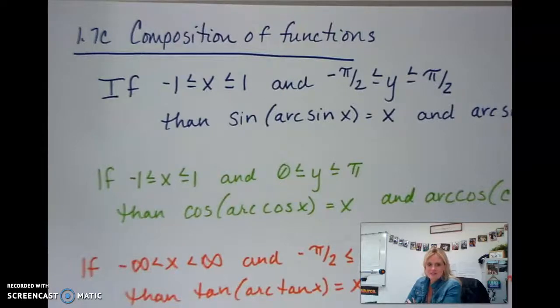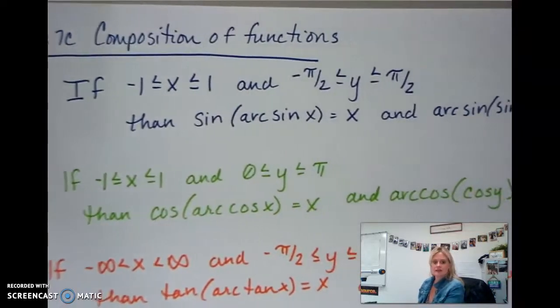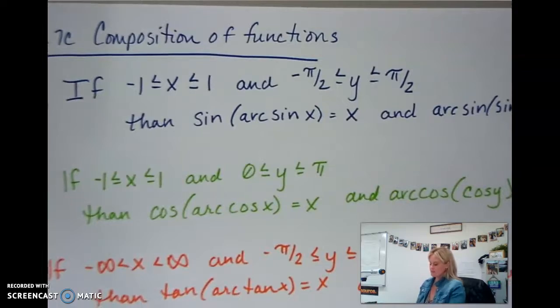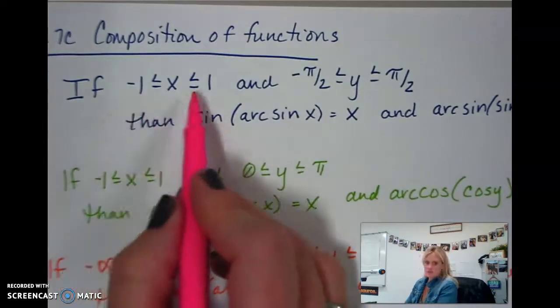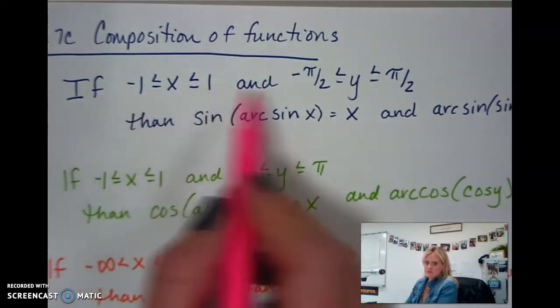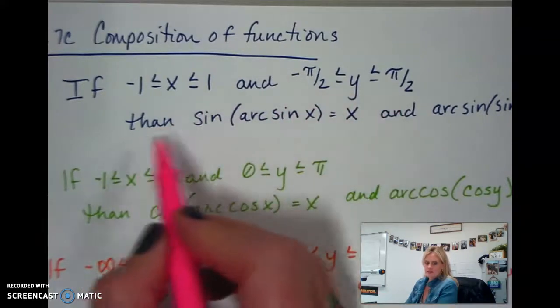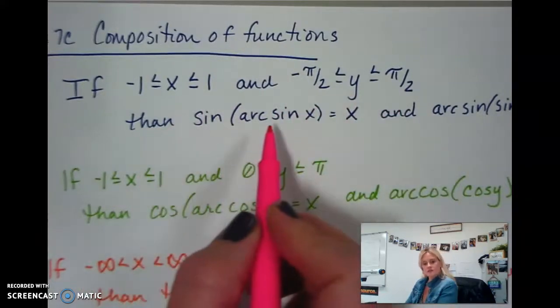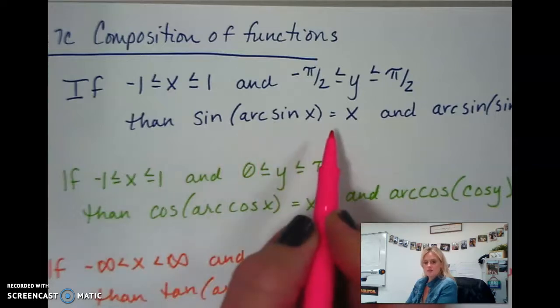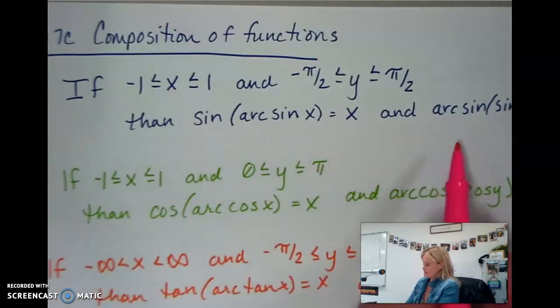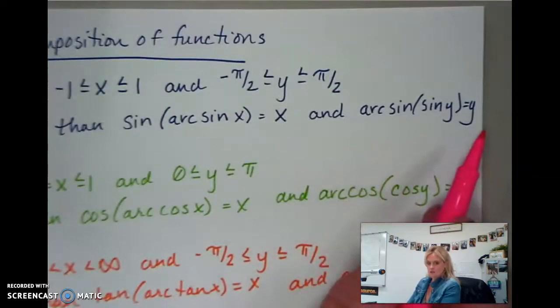So today we're going to talk about compositions of functions. Okay, and there's a couple of if-then statements here. This is basically talking about what we talked about yesterday in terms of where we find the inverse function. It's saying that if x is between -1 and +1, and y is between -half a pi and half a pi, then sine of the inverse of sine of x just equals x, and arcsine of sine of y just equals y.